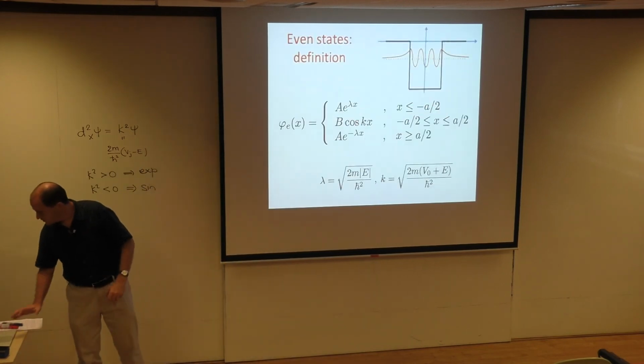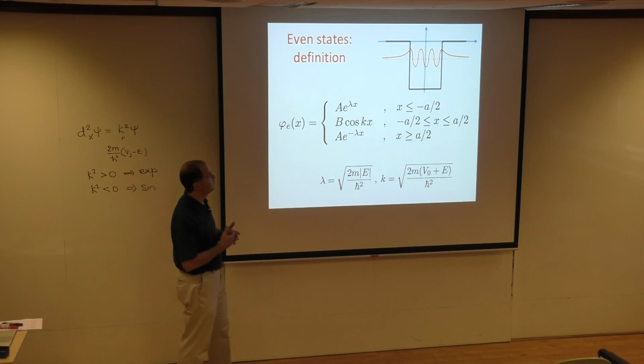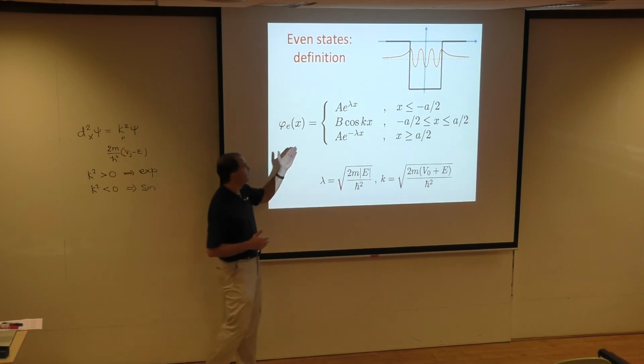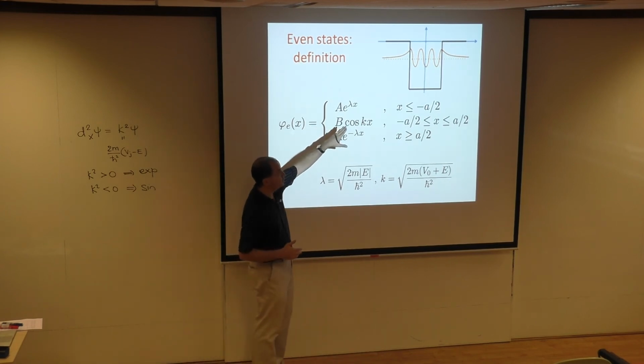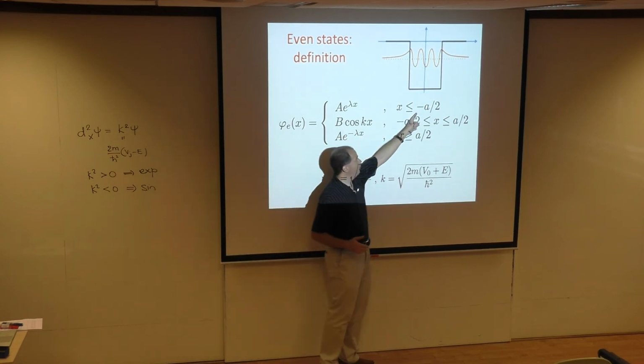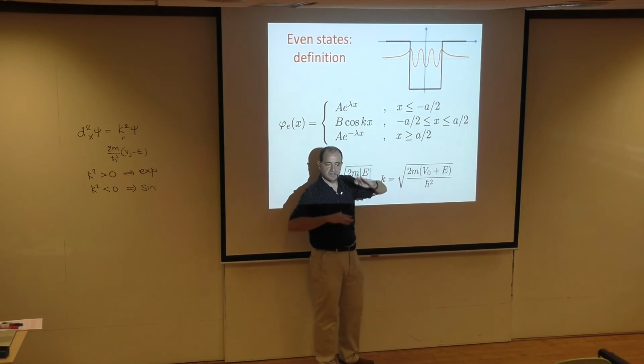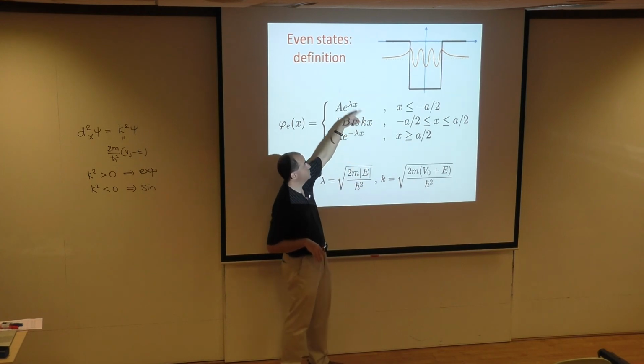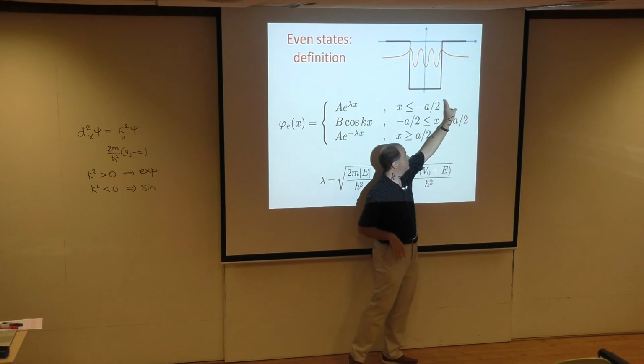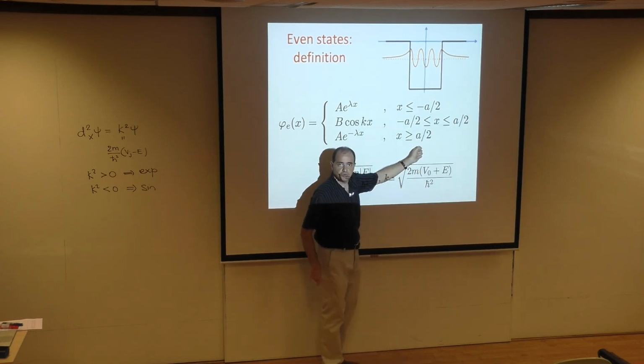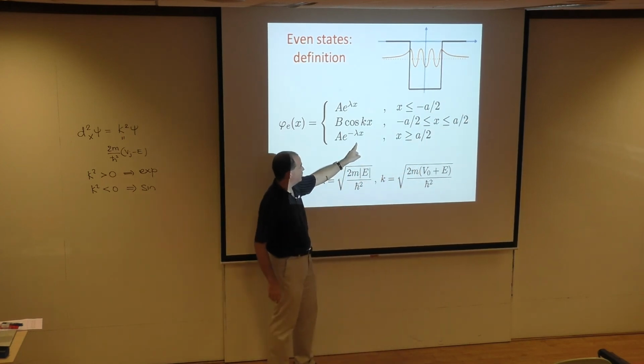So, what are the even states? Well, the even states are of this type, right? So look up there. Again, apply our rules. For x below minus a over 2, we are below the potential, so it's a decreasing exponential. And we know already it's not going to be an increasing exponential because it would explode, so it's something of this type. Similarly, on the other side, x larger than a over 2 must be of this form.